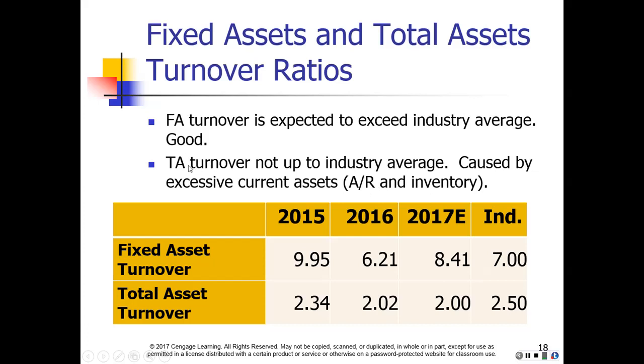Total assets is current assets plus fixed assets, and we see that fixed assets turnover is good, total assets turnover is not, which means we must have excessive amounts of accounts receivables and inventory, right? And we kind of got a glimpse of that by looking at the inventory turnover, which is bad, and then day sales outstanding, which was also pretty bad.